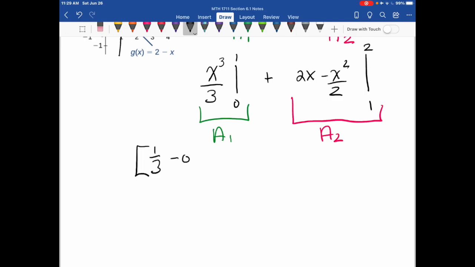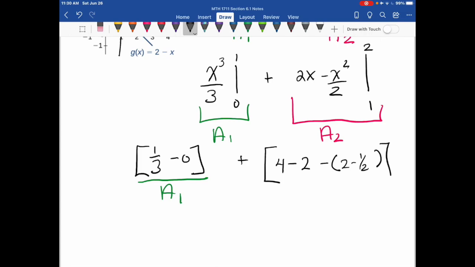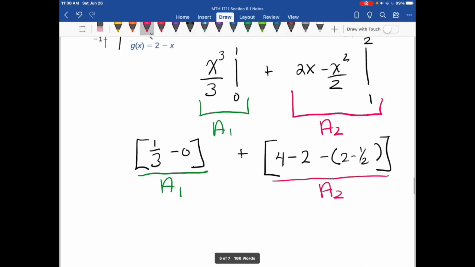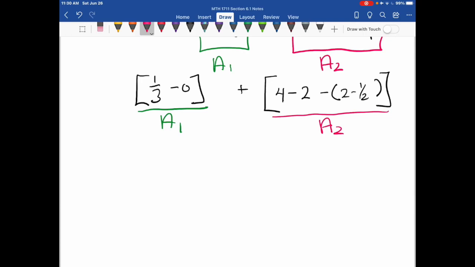So now when I go ahead and evaluate that, I'm going to plug in 1 first. So I get 1/3. When I plug in 0, I get minus 0. So that gives me area 1. Then I'm going to add that to what I get when I evaluate the second area from 1 to 2. So when I plug in 2, I get 4 minus 2. And I'm going to subtract what I get when I plug in 1. That's 2 minus 1/2. That's going to give me area 2, which is the pink area.